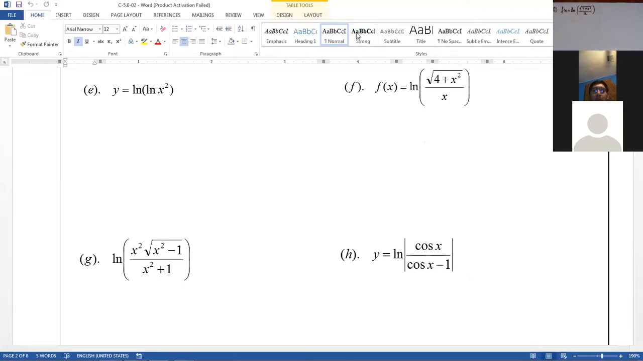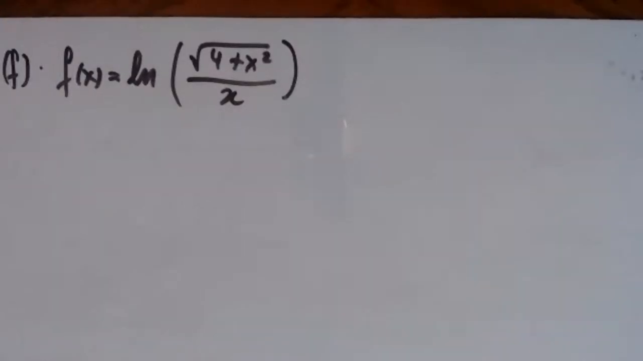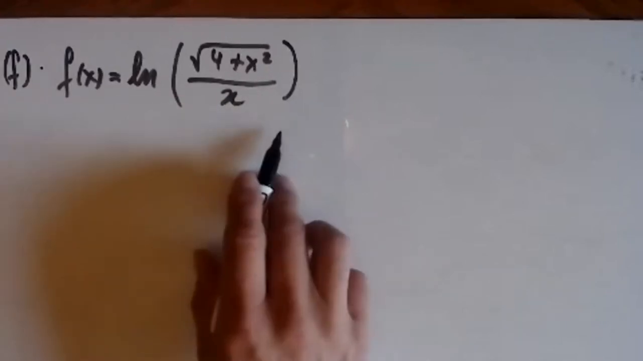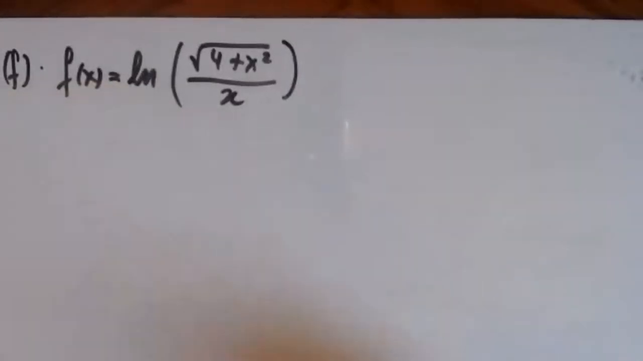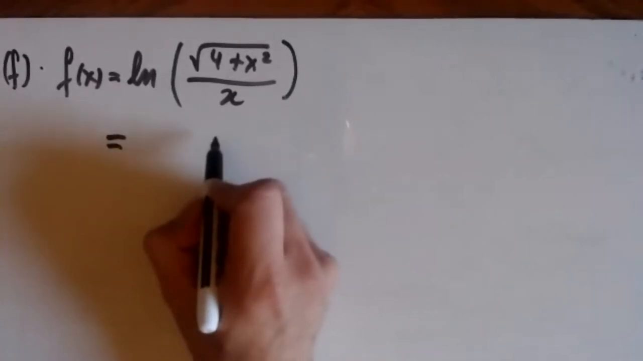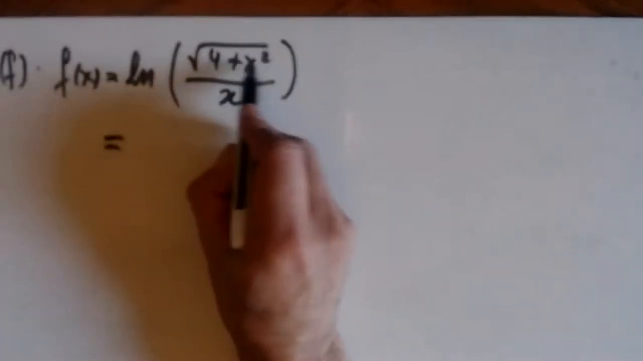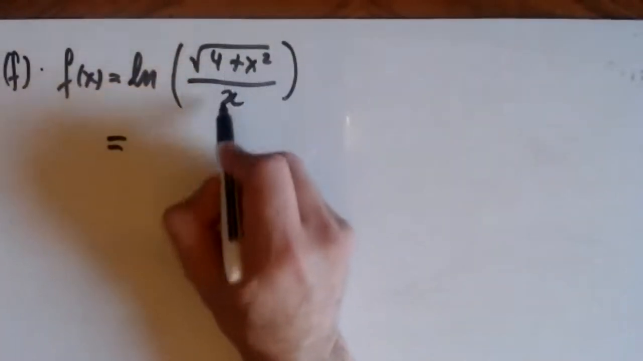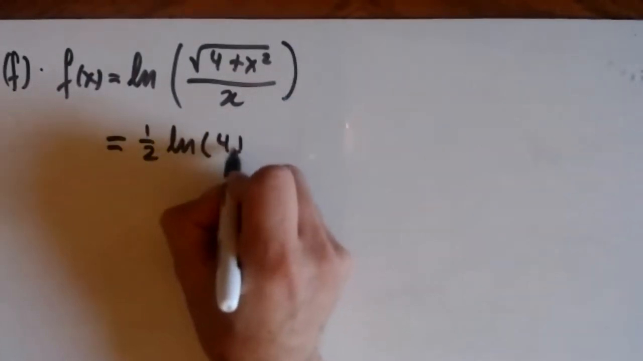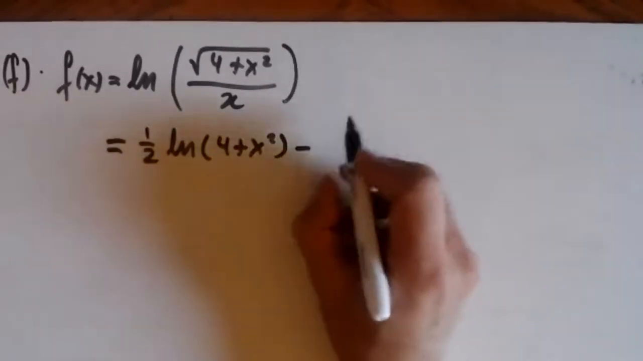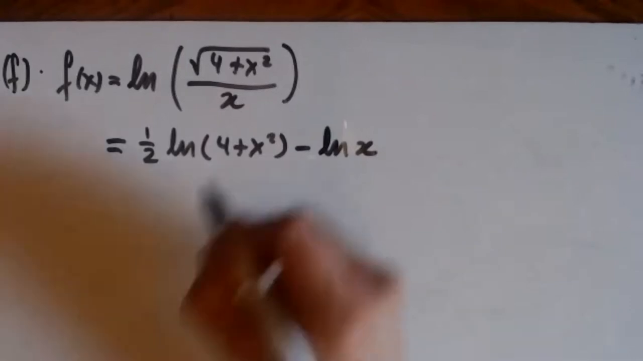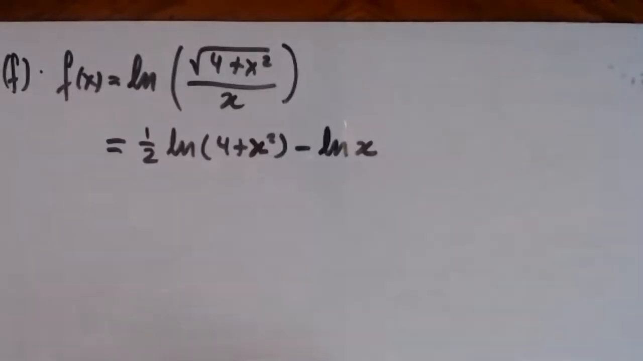Okay, back to our board. Here is the expression I have to get the derivative of. Well, I'm not going to waste my time trying to do this directly, so I'm going to split this with the logs. I'm expecting you are able to do this in one step now. So this is 4 plus x squared to the 1/2, and this is a quotient. So this is 1/2 ln of 4 plus x squared minus ln x. Okay. So here is my expression.